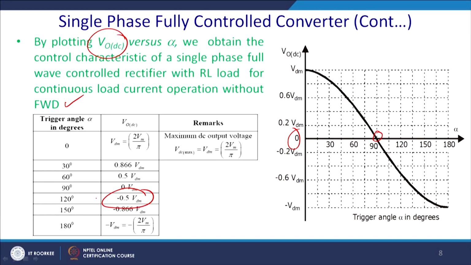So, at 90 it is 0, if it is 120 degree, then you can see that it is minus VDM, and so on, up to 180 degree. So, it is totally the inversion or inverted operation.